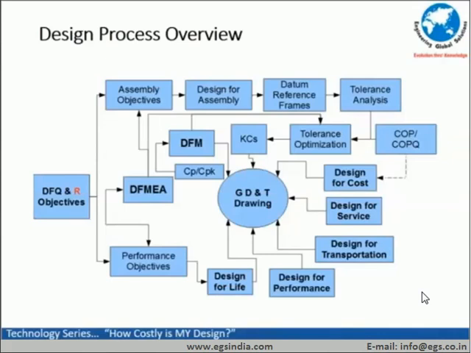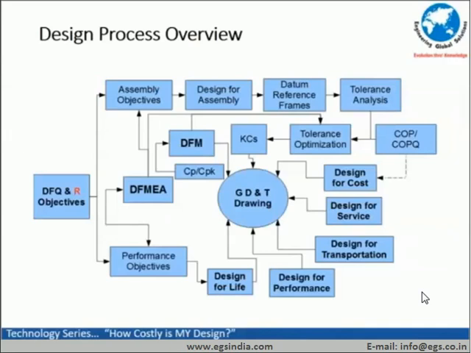The assembly objectives drive your design for assembly, which drive your datum reference frames and the part allocation of tolerances. And then you would be looking at the tolerance analysis and the tolerance optimization, which comes from the cost of poor quality and the cost of precision. The design for manufacture, which comes from the Cp/Cpk of your process, and the risk priority number from your DFMEA. These are the three constraints that would drive the tolerance optimization part of it.